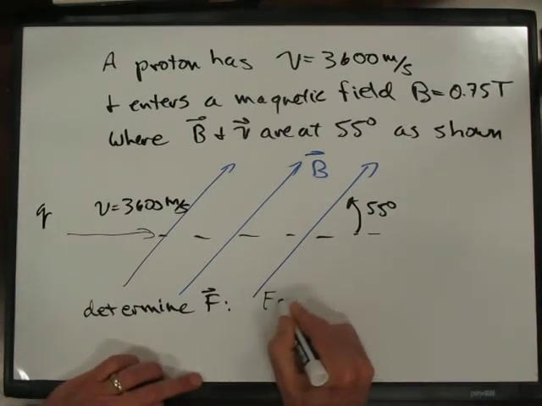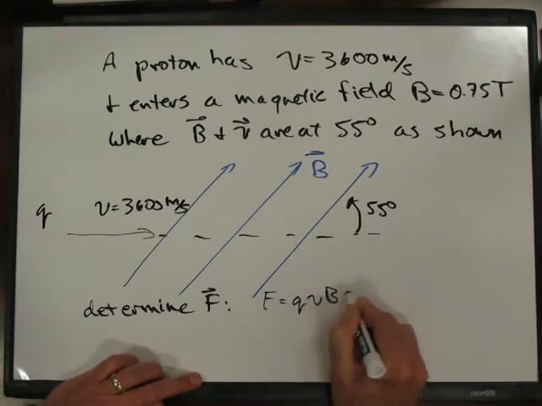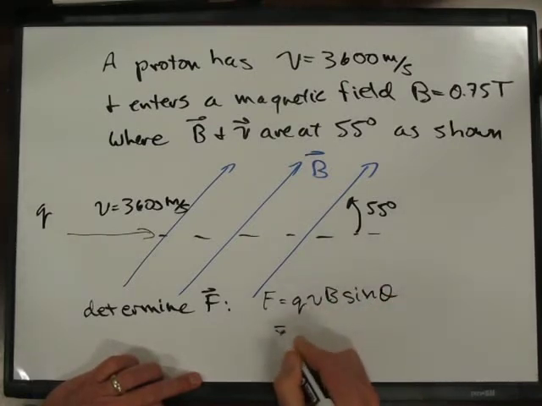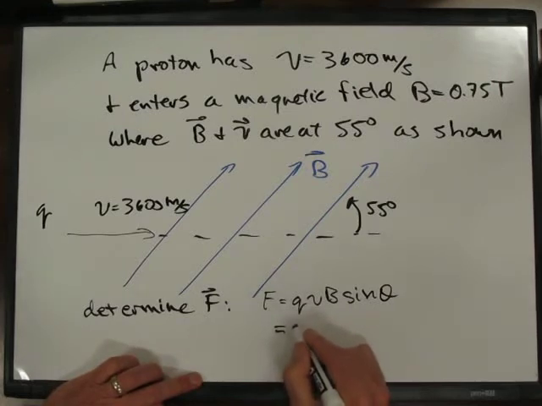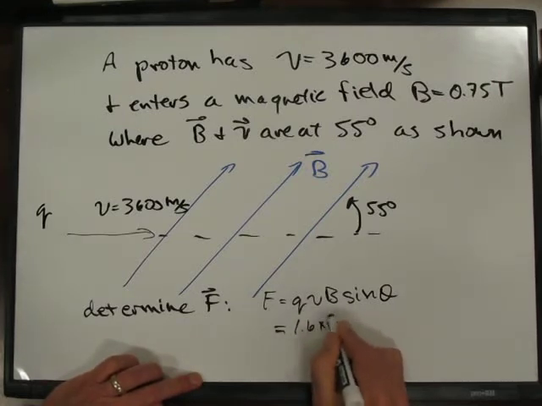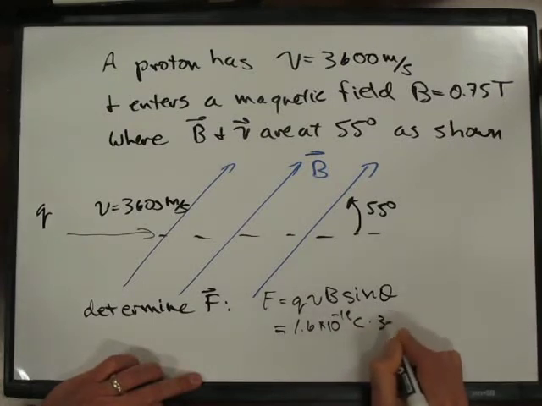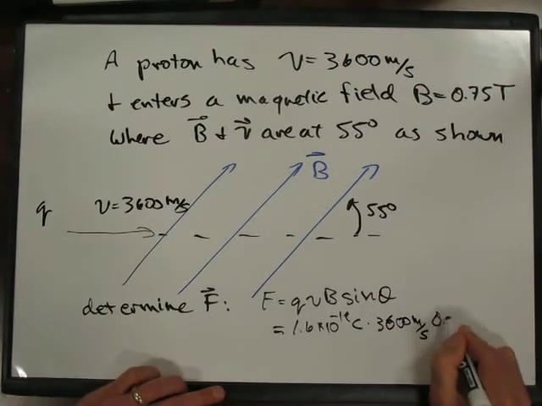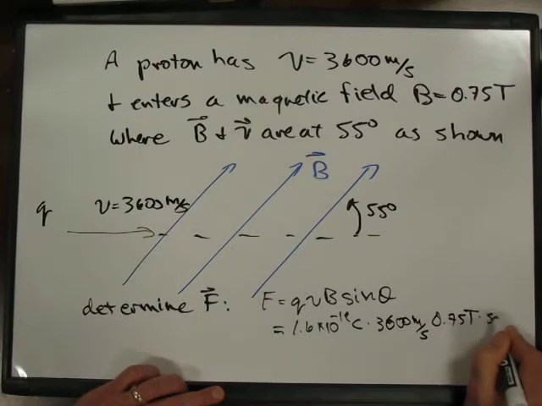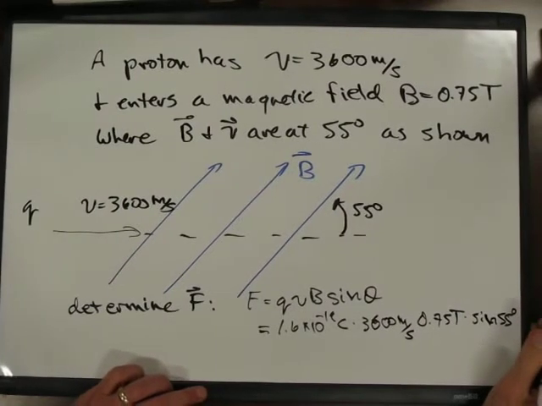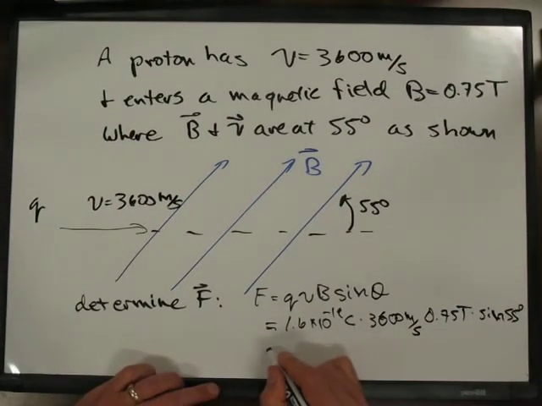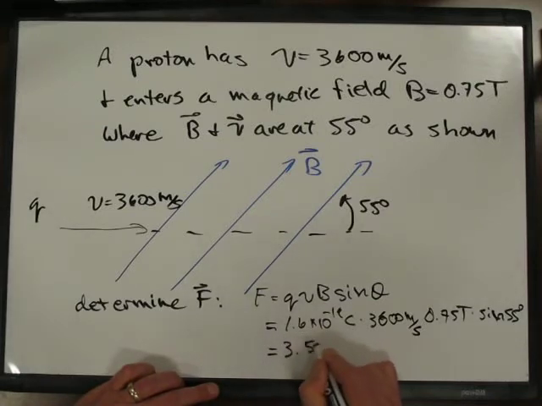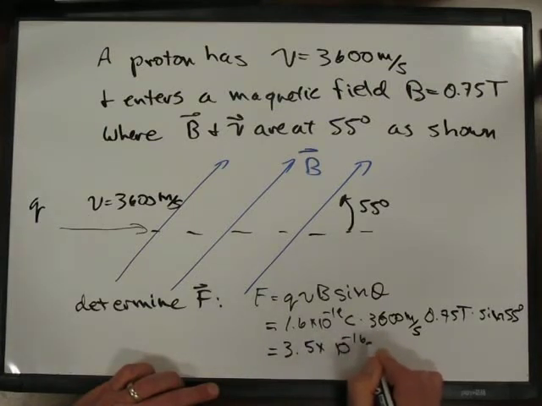And so we would just say here F equals QVB sine theta, and then we'd have to get the charge on a proton, right? And the charge on a proton is 1.6 times 10 to the minus 19th coulombs times 3600 meters per second times 0.75 Tesla times the sine of 55 degrees. I get all that on there, maybe? Close enough. And so what I get for that is 3.5 times 10 to the minus 16th newtons.